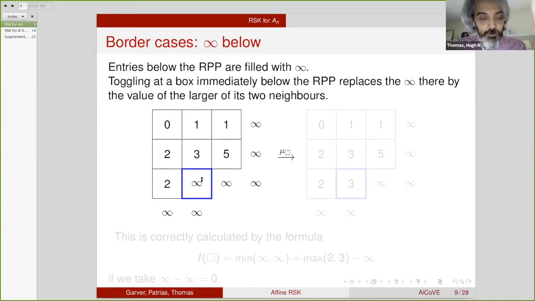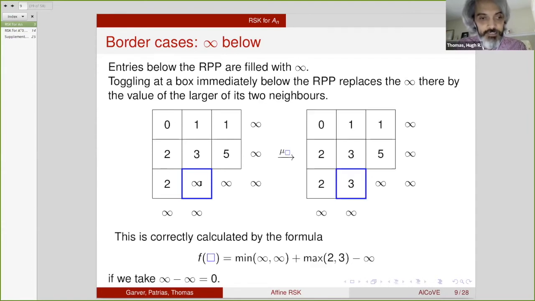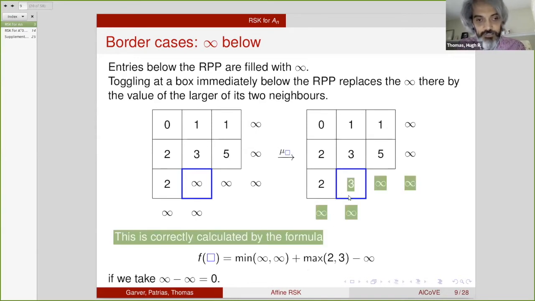And what we want to do, prosaically, is replace this by the larger of its two neighbors above it. But this is correctly calculated by just applying the formula from before, where we take the minimum of these two guys, well, that's infinity, and the maximum of these two guys, that's 3. And then I'm going to subtract the value that I had there, which was infinity. And so I get infinity plus 3 minus infinity. And so I get the 3 that is what I wanted.